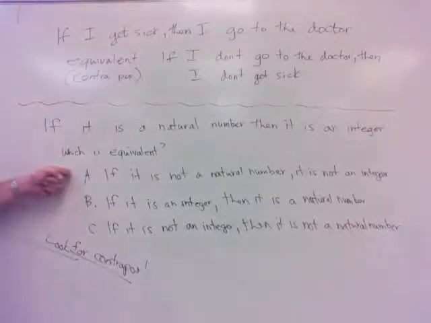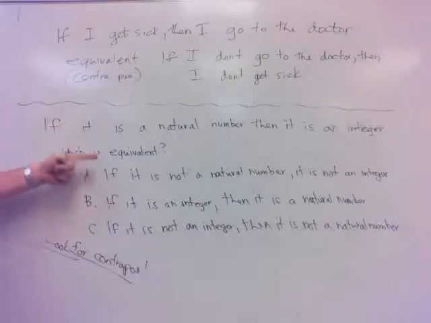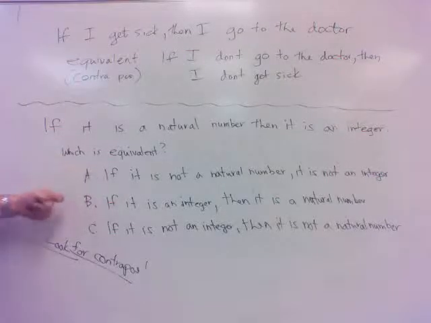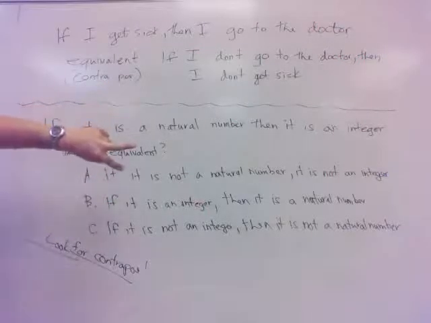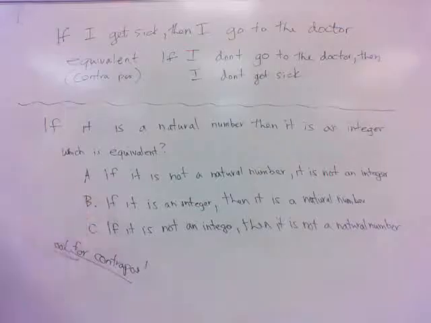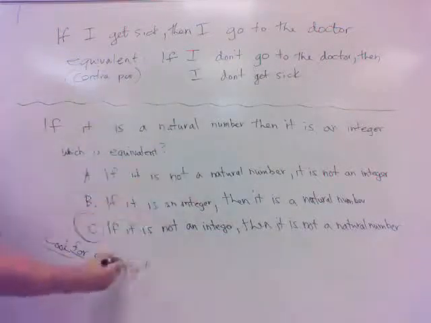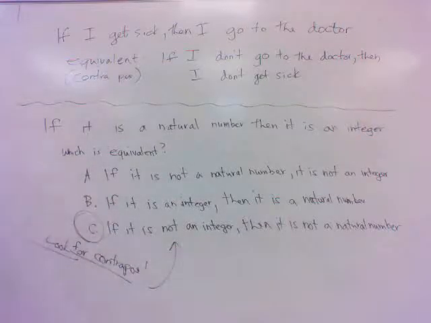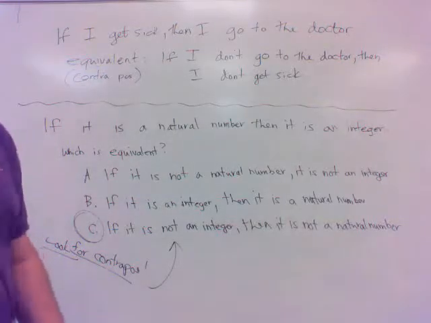So is A the flip and negate? Nope, it's just the negate, right? Same order, but it is the negation. I need the flip in there. B is just the flip, isn't it? It flipped them, so that's not the contrapositive. What about C? C is it, isn't it? Because that both flips it and negates it. The contrapositive is always equivalent to the original statement. So that's what you want to do on those. Okay? If it asks for it that way.